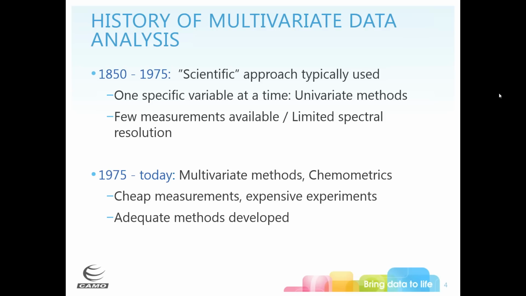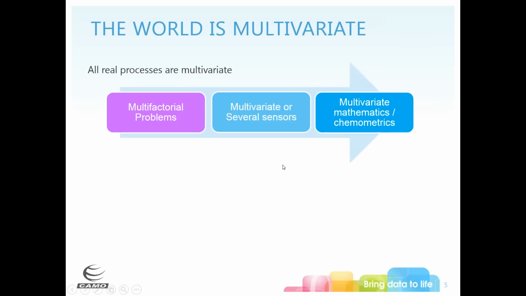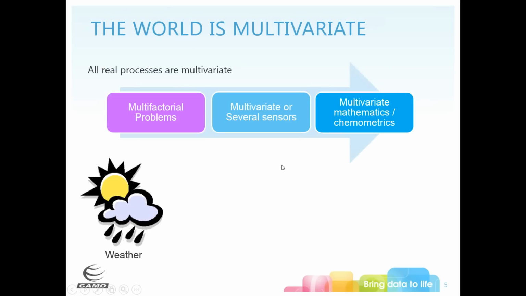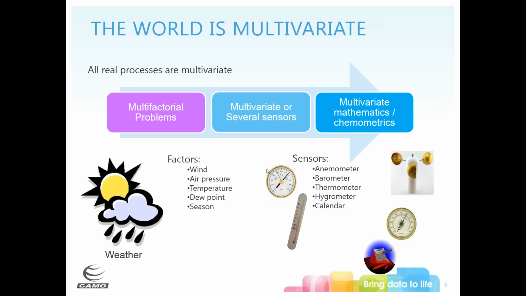So we had cheap measurements, expensive instruments, and then we had to develop new methods in order to analyze the large data that we have. So as we all know, our world is actually very multivariate in general. If you think about the weather, there's lots of factors that go into the weather, such as wind, air pressure, temperature, dew point. And to measure those different types of things, we have many different sensors, an anemometer, barometer, thermometer, and we use these things together to predict the weather.